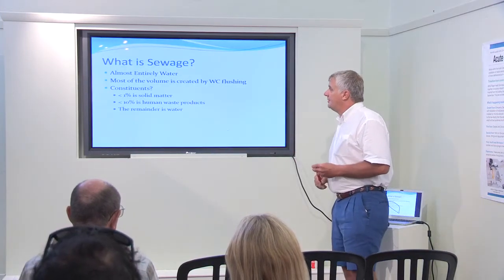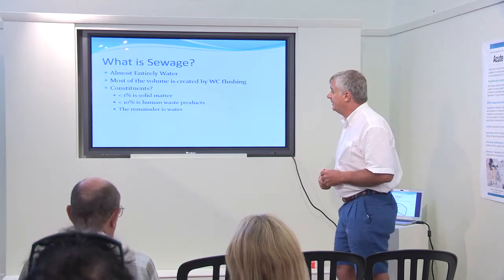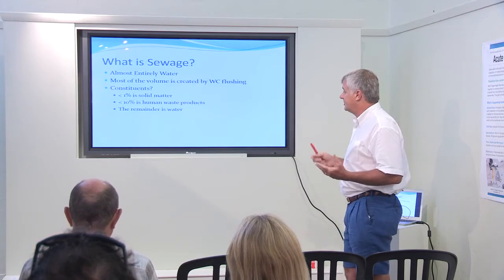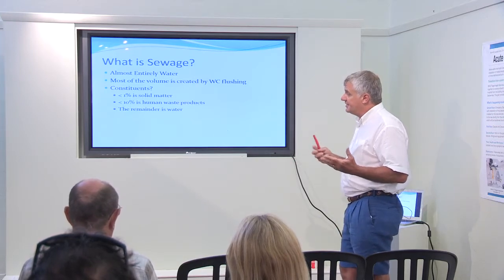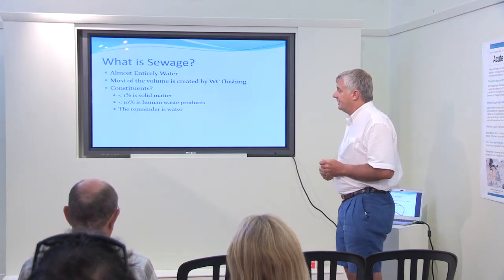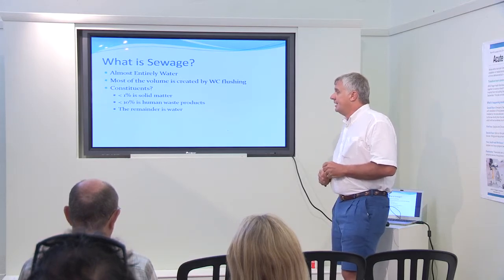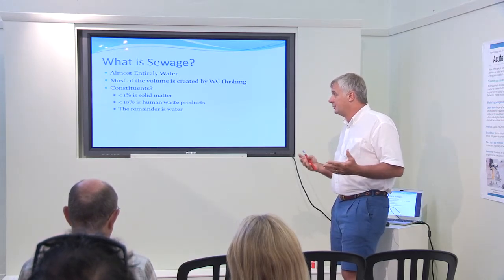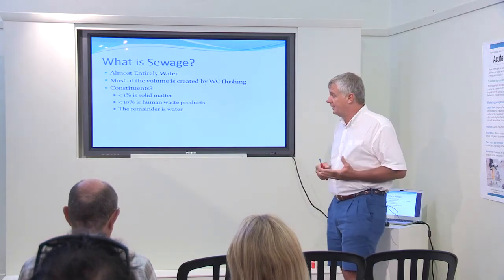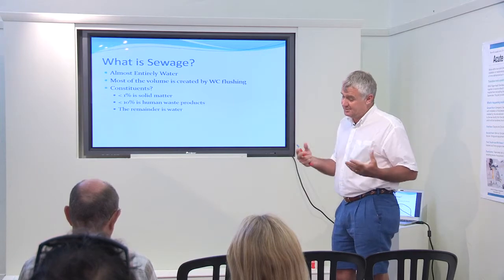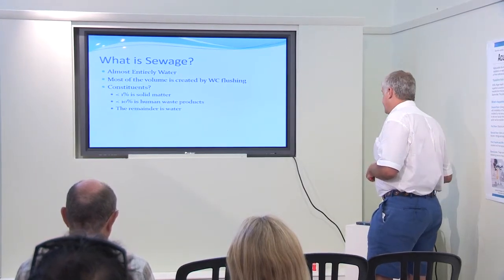I'll start off by talking a little bit about what sewage is. It's almost entirely water. Most of the volume of it is created by flushing toilets. What is it made up of? It's a little less than 1% solid matter, and less than 10% of it is actual human waste products. So it's really mostly water, but it is that solid matter that we have to get out of it in order to make it safe for disposal.